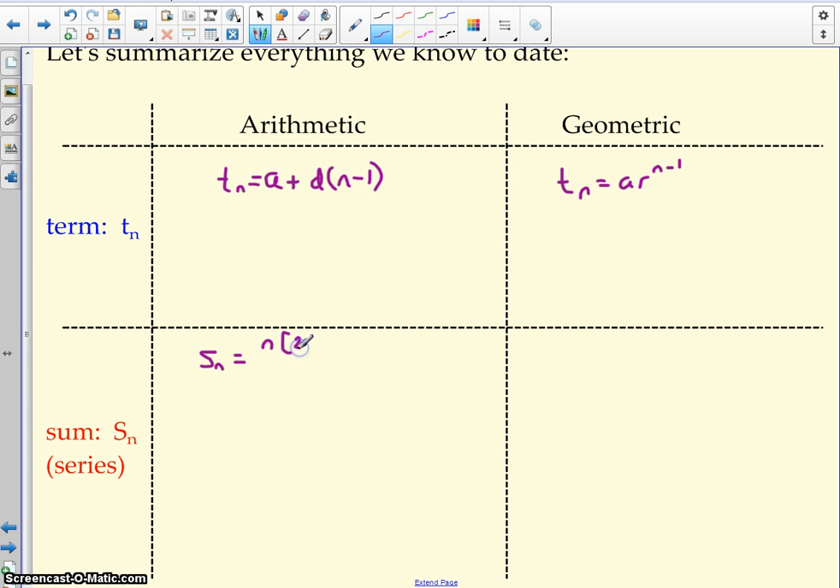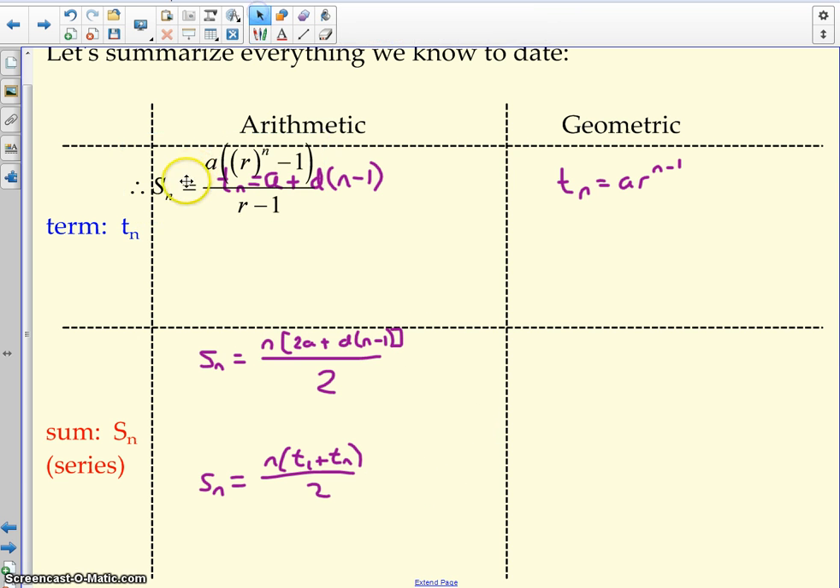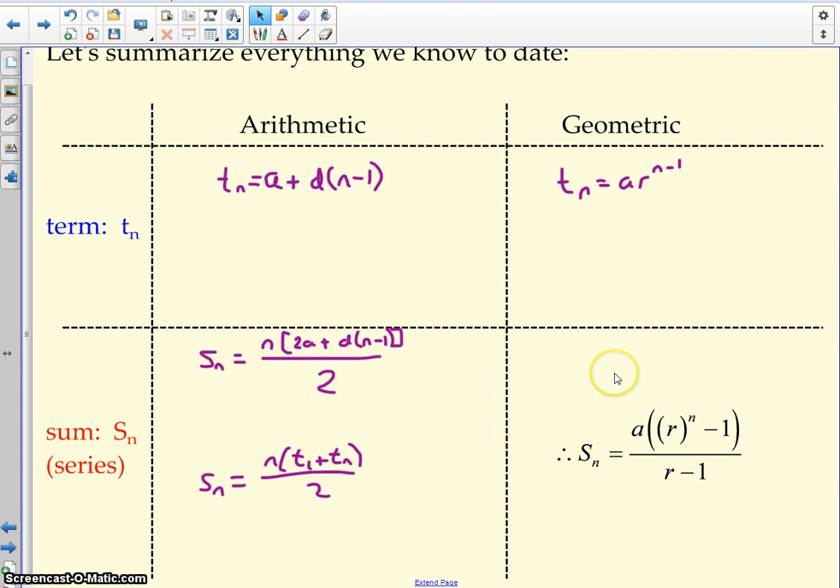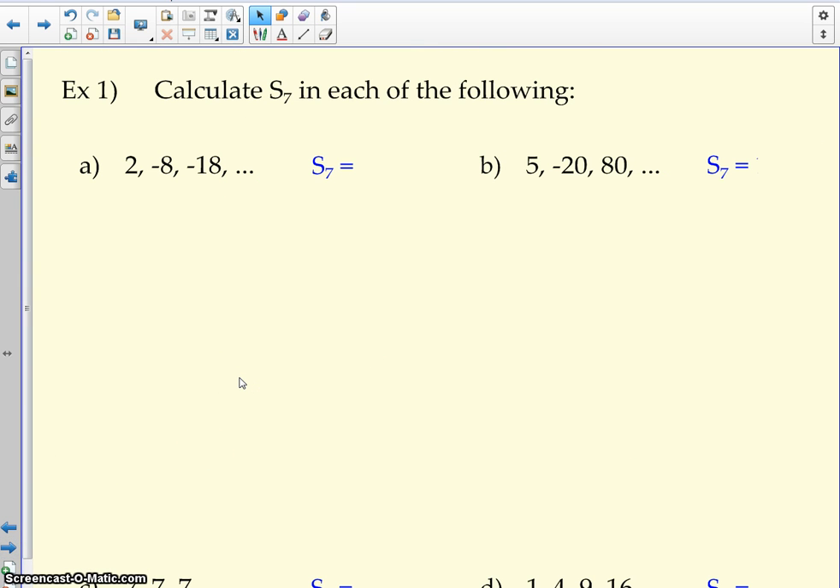We saw n times 2a plus d times n minus 1, all over 2. And we also saw one version which involves the first and nth terms of the sequence, so t1 plus tn all over 2. And finally for geometric series, we now have this last little formula right here. So this is a summary of your toolbox to solve different types of problems involving arithmetic and geometric sequences and series. But for now, let's practice the geometric series.